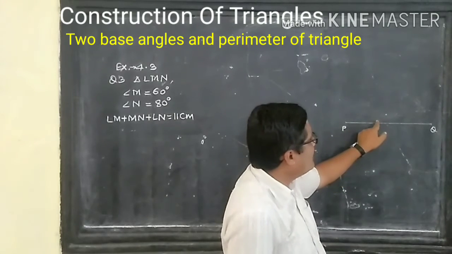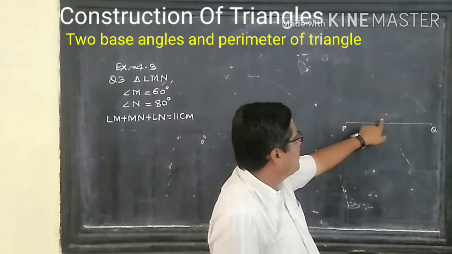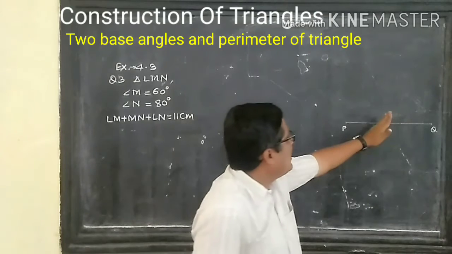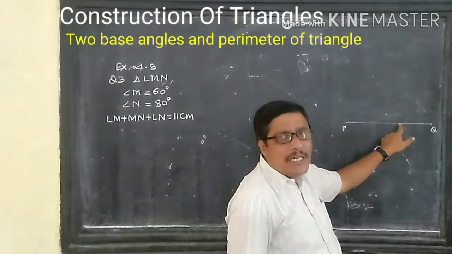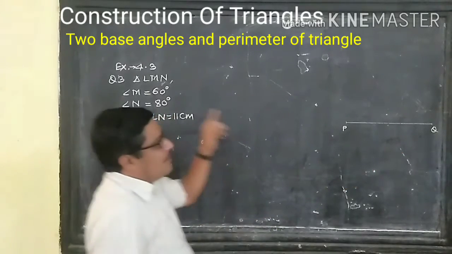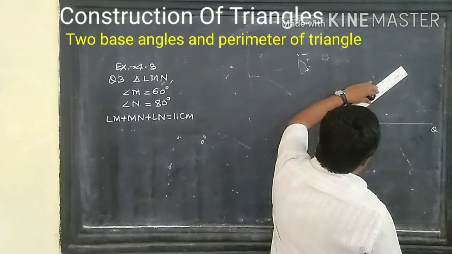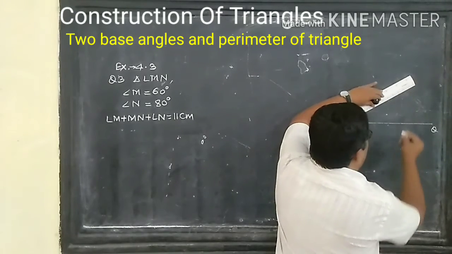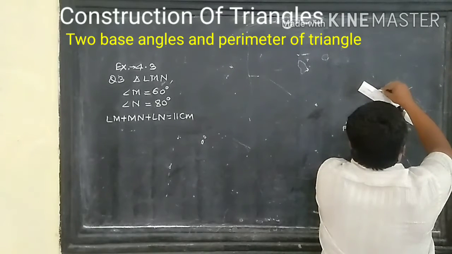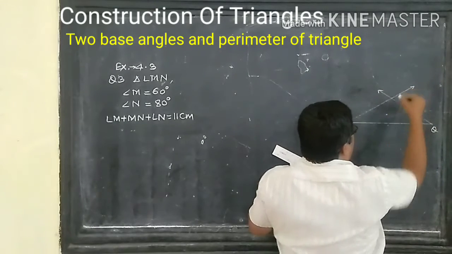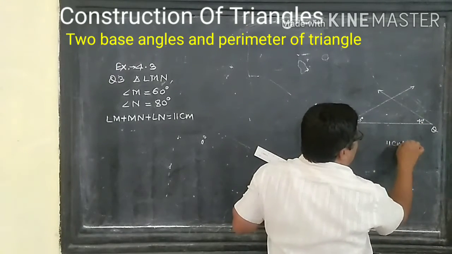So, if angle M is on this side, the measure of angle P will be half of measure of angle M. So, measure of angle M is 60. So, measure of angle P will be 30. At the same time, measure of angle Q will be half of measure of angle N. So, N is 80. So, measure of angle Q will be 40. So, in that way, here we have to draw angle P of measure 30 degree, and angle Q of measure 40 degree. So this is 30 and 40 degree. The total length is 11 centimeter.